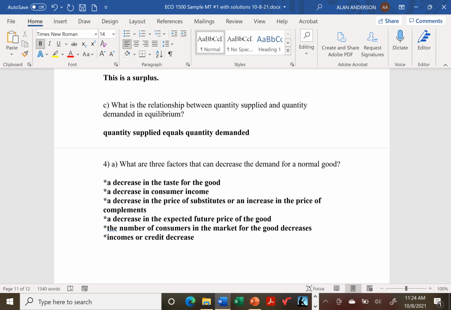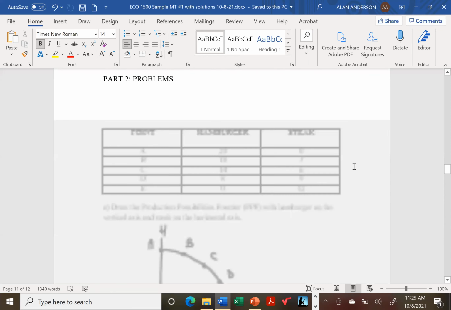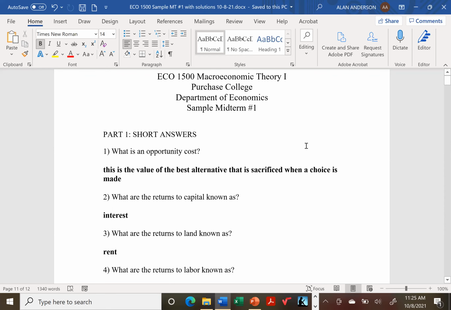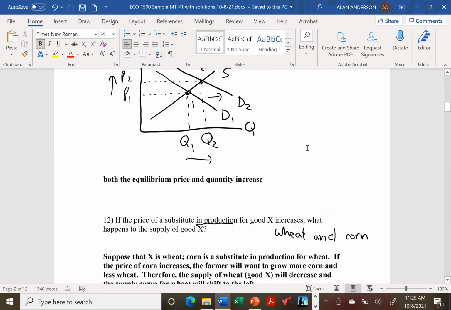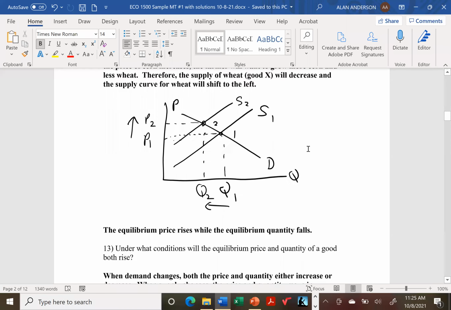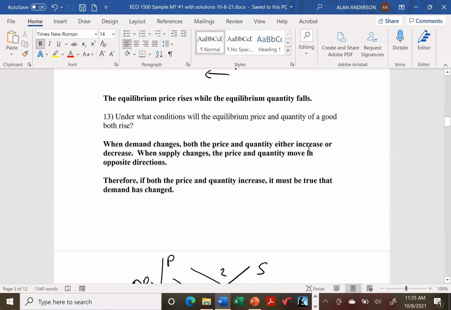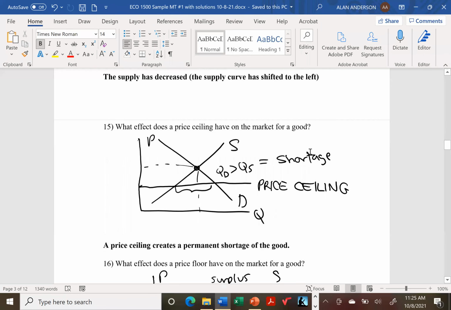So decrease in the taste, decrease in income, decrease in the price of substitutes, or increase in the price of complements, decrease in expected future price, number of consumers decreases, or incomes and credit decrease. All right. Oh, let me just check something. Yep. Okay. We're good. All right.